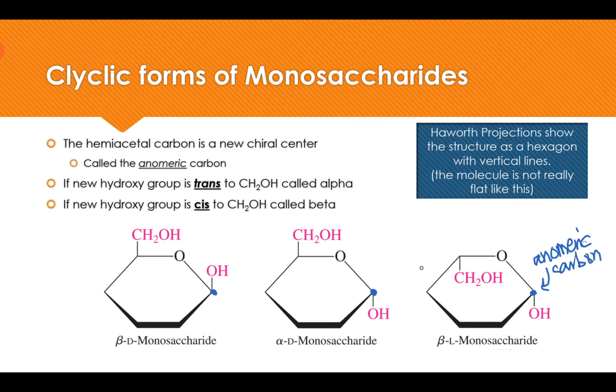This anomeric carbon can either be in what we call a beta form or an alpha form. And that beta and alpha is dependent on whether this OH group and this back non-chiral carbon are on the same side of the ring or on opposite sides of the ring. So beta means same side. I remember that because both of the bumps in beta have them on the same side.